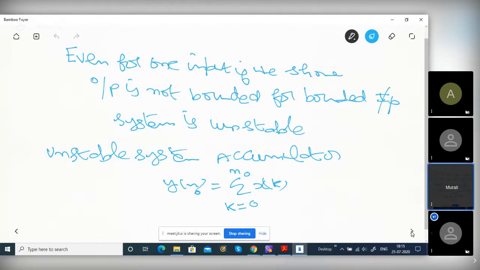If input is x of k is a delta function, what is y of 100? Only one, x of k equal to 0 it is 1, all other k is 0. So 1 plus 0 plus 0 plus 0, it is 1. It looks like it is bounded, but not. What I told, every bounded input, that is more important, not one input. Any input you give, if it is bounded, output must be bounded.